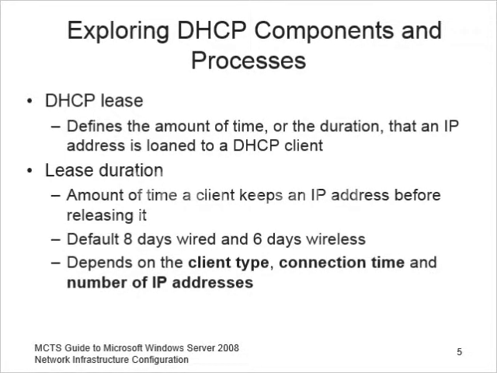A lease duration is the amount of time a client keeps an IP address before releasing it. Default lease durations for Windows Server 2008 R2 are 8 days for wired clients and 6 hours for wireless clients. Determining the duration for a lease requires considering the following factors. First, the client type. Second, the connection time. And third, the number of IP addresses.